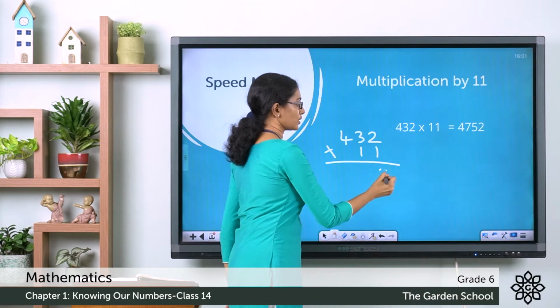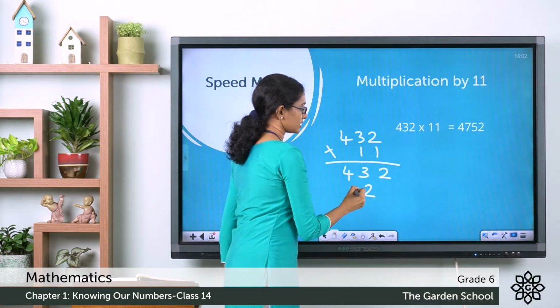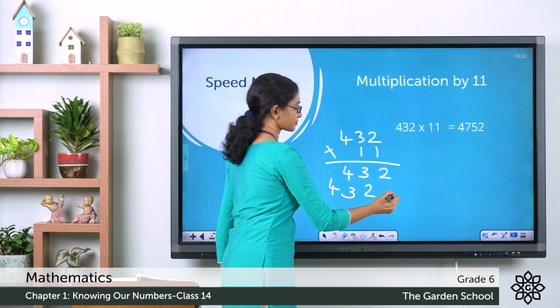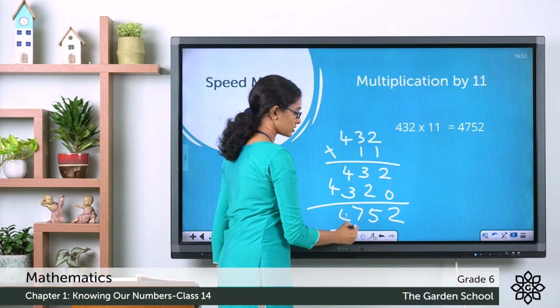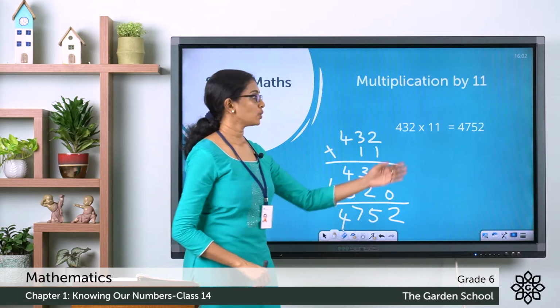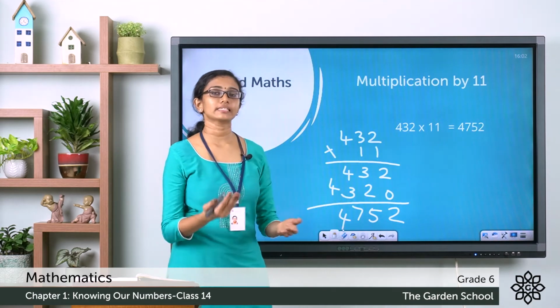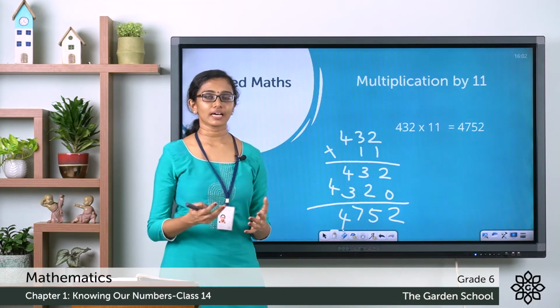That is 2 here, 3 here, 4 here. Then 2 here, 3 here, 4 here. And the sum is 4752 itself. So without actually multiplying, we obtain the answer in an easy way. So you can use this trick to make your calculations faster.